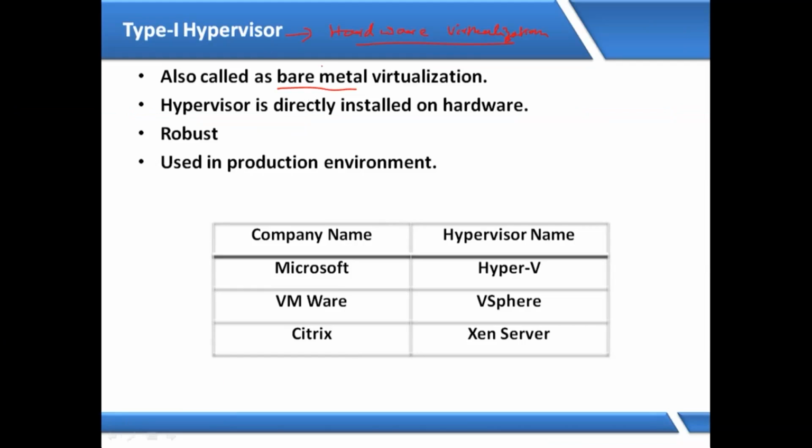Hardware virtualization is called bare metal virtualization because here the virtual machine is created directly. This hypervisor is directly installed on the hardware without any operating system, without any OS. It is called bare metal virtualization because this is directly installed on our physical machine, on our machine without any OS. So that's why it is called bare metal virtualization.